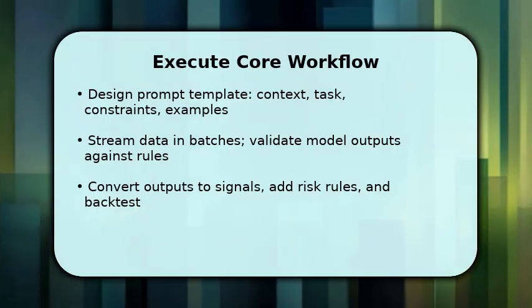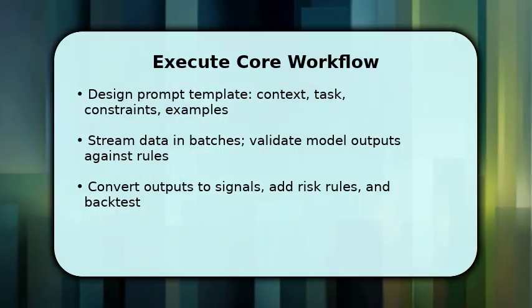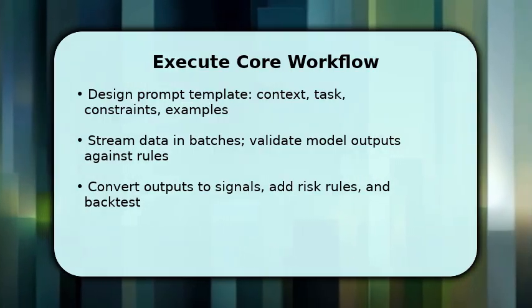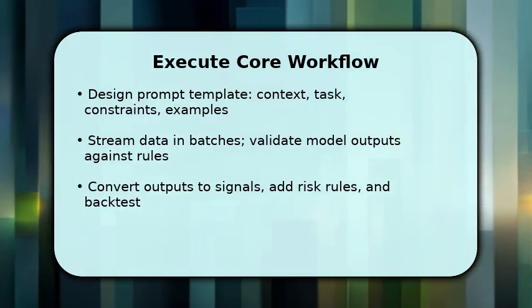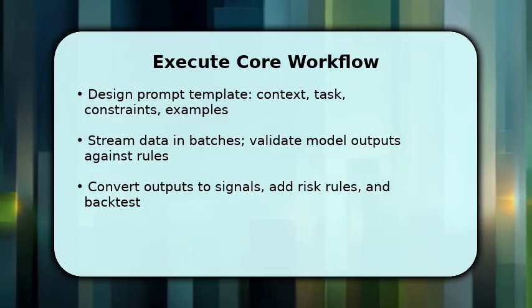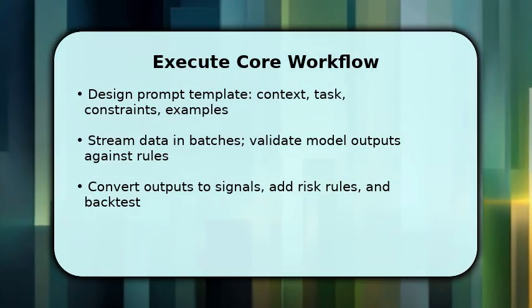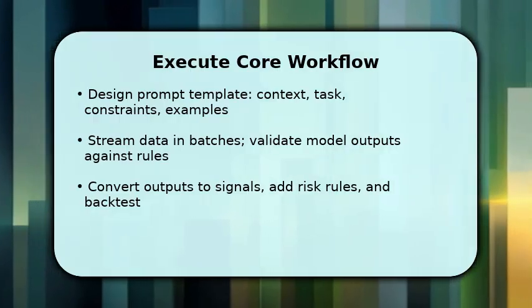Craft a prompt template that includes context, precise task, constraints, and one example. Once done, stream historical data in batches, feeding the model only the window it needs to avoid hitting limits. Validate each output against rule-based sanity checks and convert the model text to structured signals.